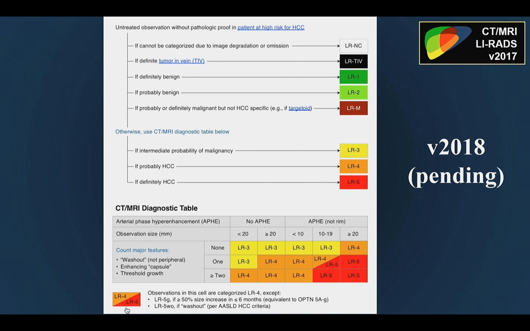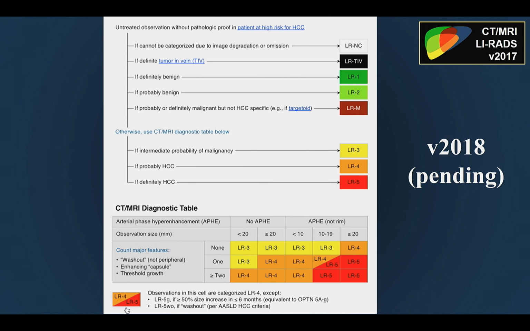This is version 2018. And you're like, what are you doing to us? You just took out version 2017. And I know we really promised we were going to go to a longer space between versions of LI-RADS. Our plan had been that we were going to do a version 2020. That was the goal. And then something happened.